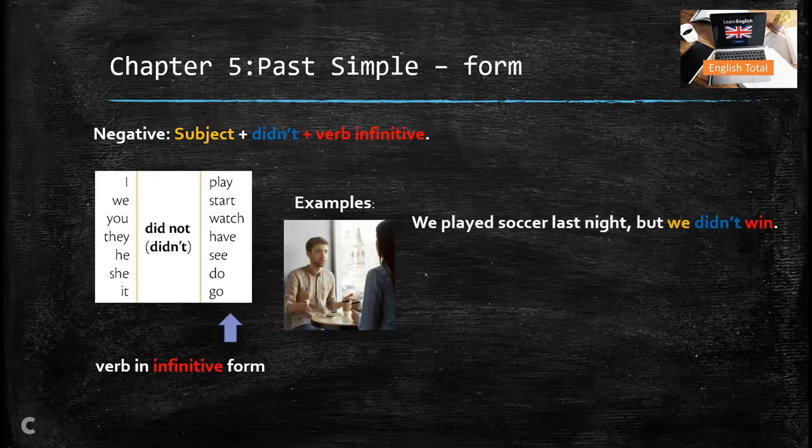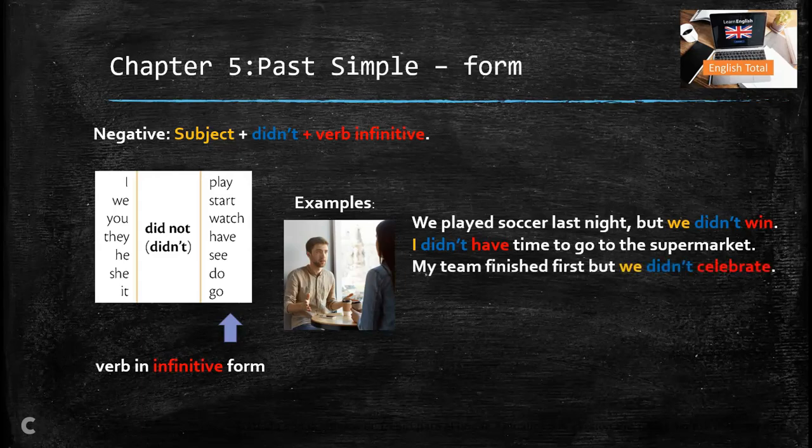We played soccer last night, but we didn't win. I didn't have time to go to the supermarket. My team finished first, but we didn't celebrate. Sarah didn't call all week. Let me remind you one more time that it is the auxiliary didn't which signals that the sentence is negative.